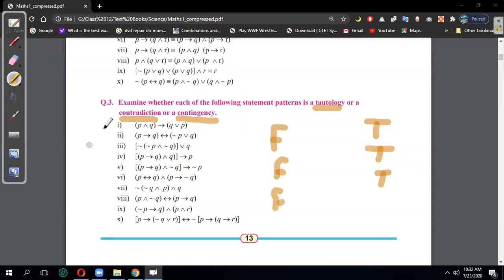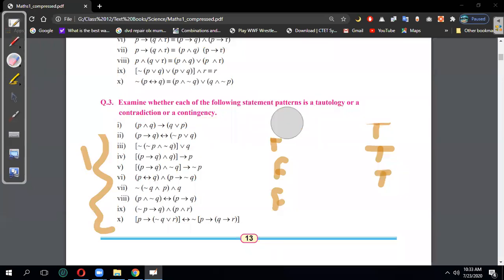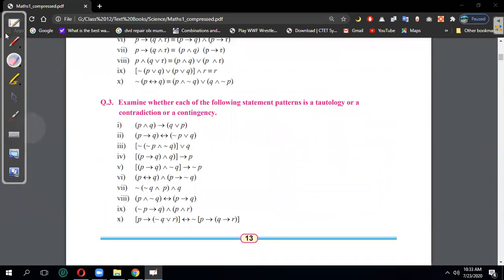Now you all can solve it because it has nothing new, the same repetition. But at the end you have to write what we are getting: either tautology, contradiction, or contingency. This is the most important exercise because at least 1 or 2 questions are definitely going to come from this exercise. So please do not take it lightly.